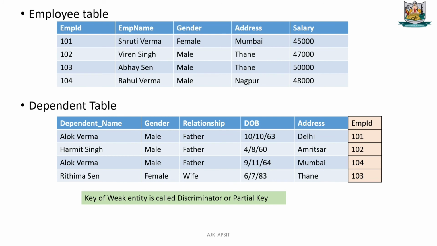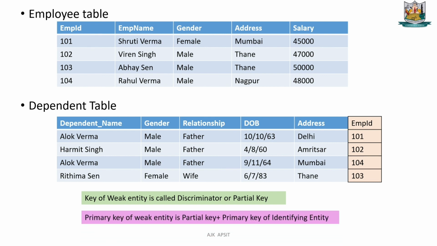But here we cannot identify the corresponding record of Shruti Verma in the dependent table, as the dependent table doesn't have a primary key. Here we can identify the records of Shruti Verma with the help of the employee ID of the employee table. So here we need the primary key of the identifying entity so that we can identify the particular records in the dependent table.